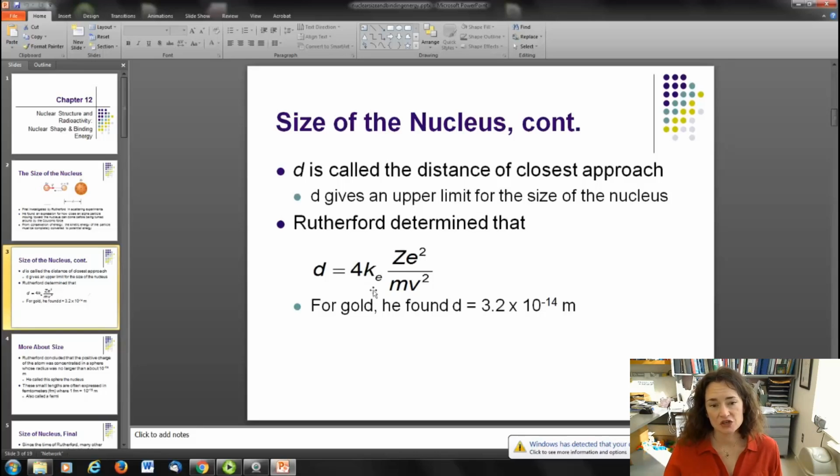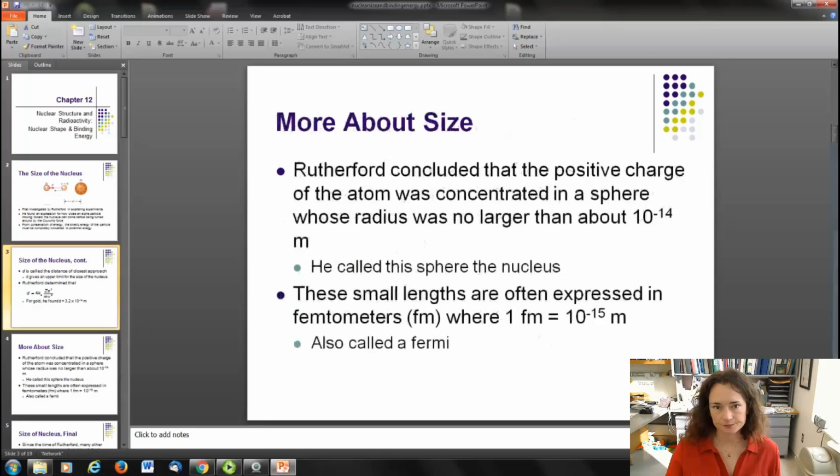And doing that, you can solve for this equation here, where D is the distance of closest approach, K is your Coulomb constant, Z is the charge on the nucleus that you're accelerating it to. In his case, it was gold. e squared is the charge on the electron squared, and then mv squared would be twice the kinetic energy of the alpha particle. And he determined from gold that the upper limit on the size of the nucleus was 3.2 times 10 to the minus 14 meters for those first experiments.